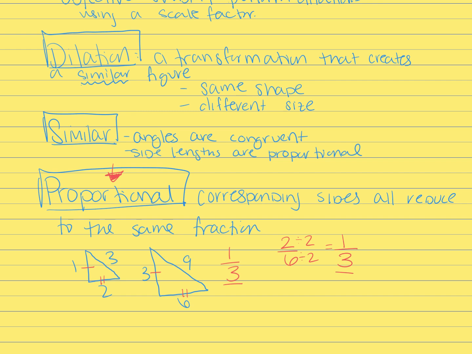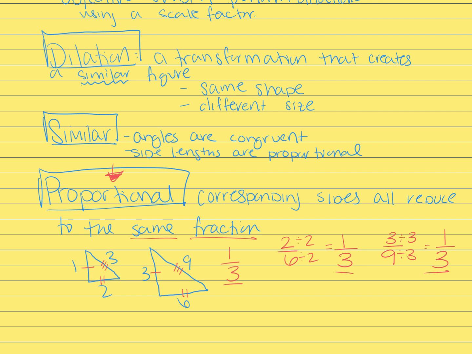The last side, the long side, gets 3 tick marks. It's a 3 there. It's a 9 there. We get 3/9. I can reduce or make that smaller. This time I divide by 3. 3 divided by 3 is 1. 9 divided by 3 is 3. All of the sides reduce down to the same fraction.